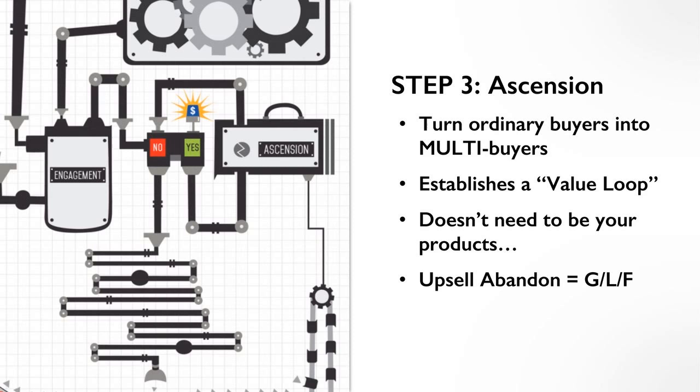They didn't just opt in. They took an additional action. This is a more valuable person. And so that's what the Ascension series does. It turns ordinary buyers into multi-buyers. It turns fans into super fans. And what we call this at Digital Marketer is the value loop.